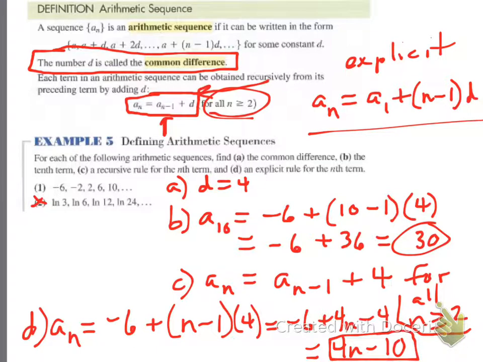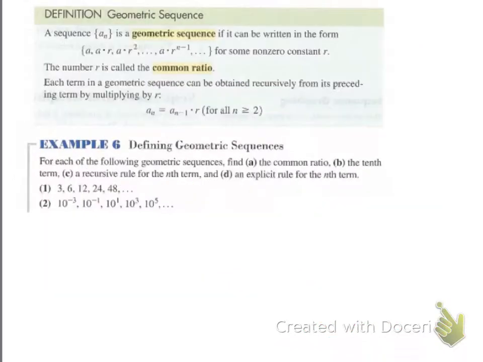So it's very simple. You just got to follow along. And we did some of this in Algebra 2 last year.